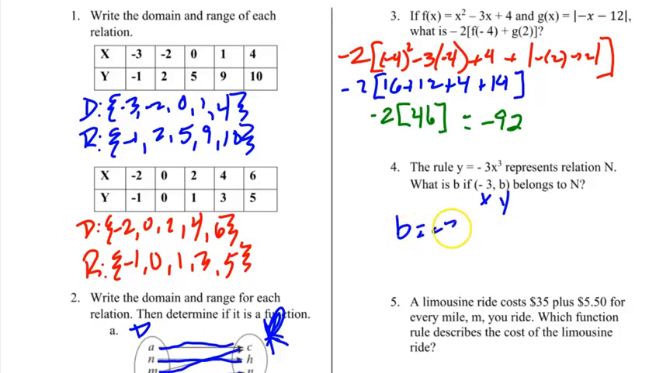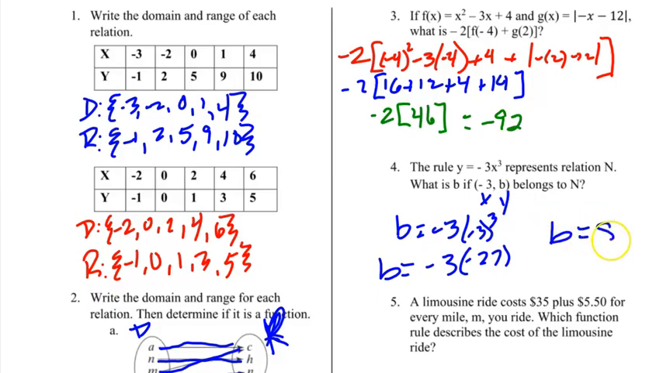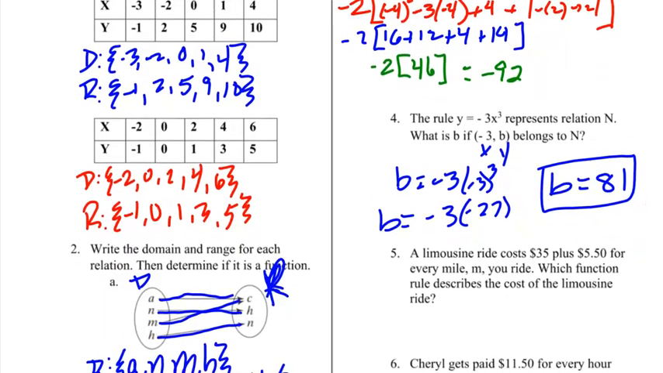And I got negative 3 times my x, which is negative 3, and then I have to cube that. So negative 3 cubed is negative 27. And negative 27 times negative 3 would give us our b. Negative 3 times negative 27 would give us a positive 81. So b would be 81.